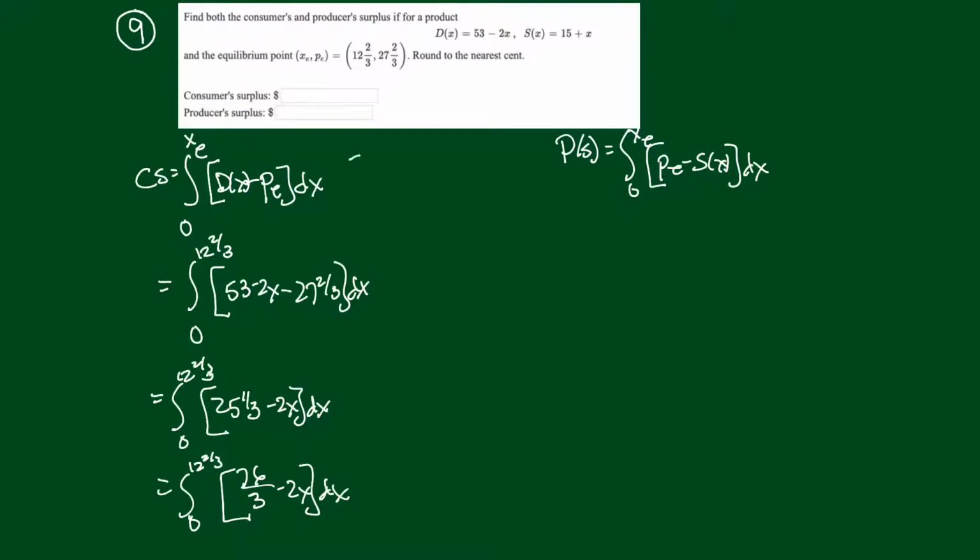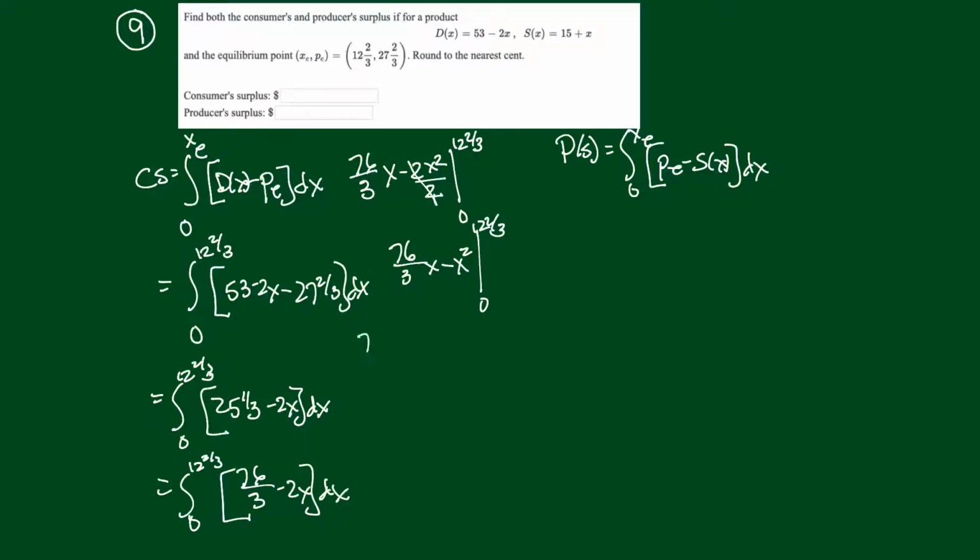We'll do it up here. So we get 76 over 3 x minus, when you evaluate this, negative 2x squared over 2, and then these 2's are going to cancel, from 0 to 12 and 2/3. So now I'll simplify it: 76 over 3 x minus x squared, from 0 to 12 and 2/3.